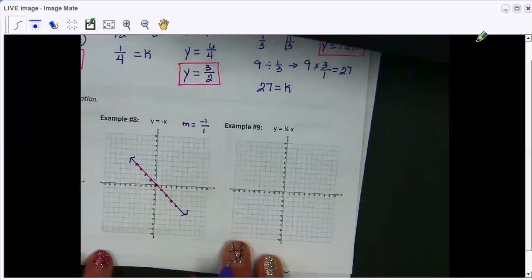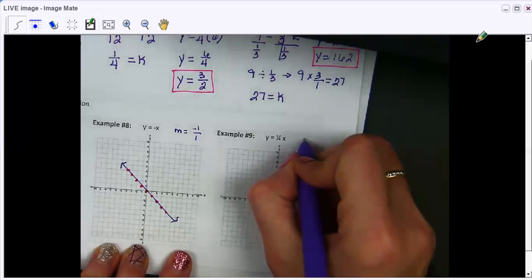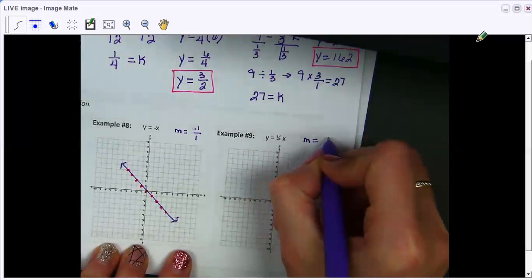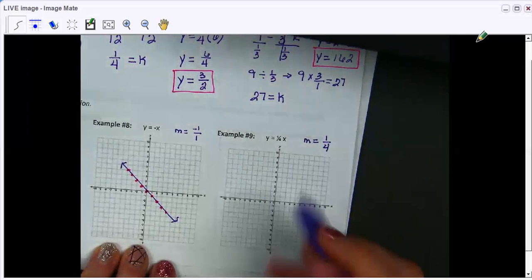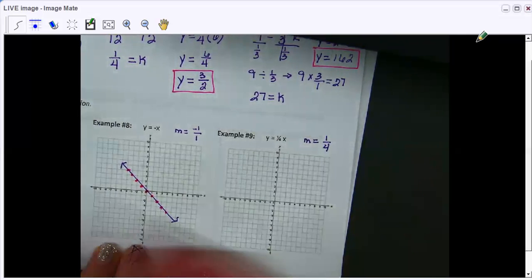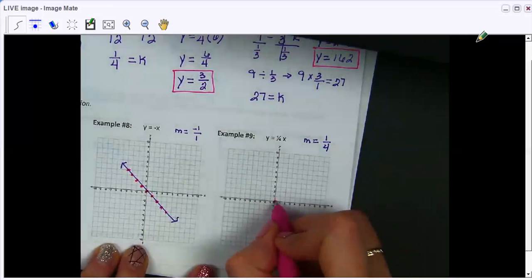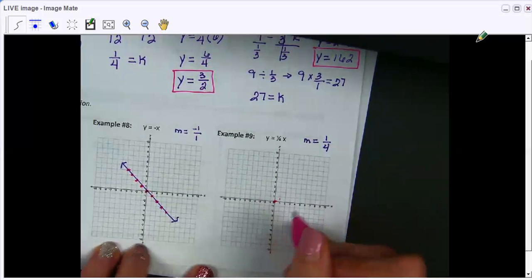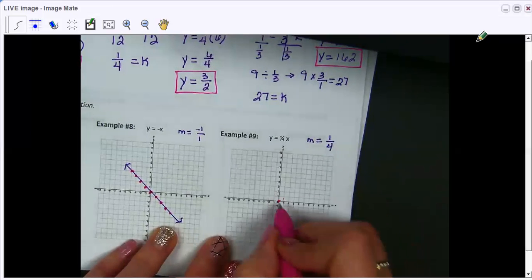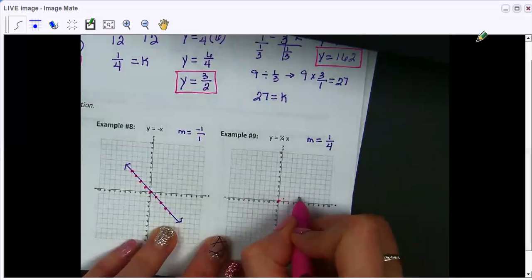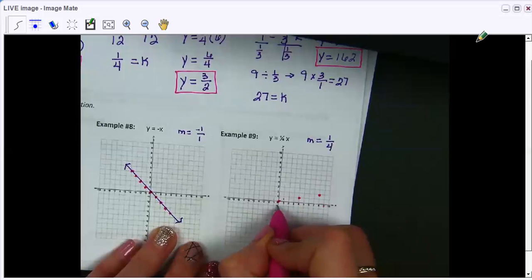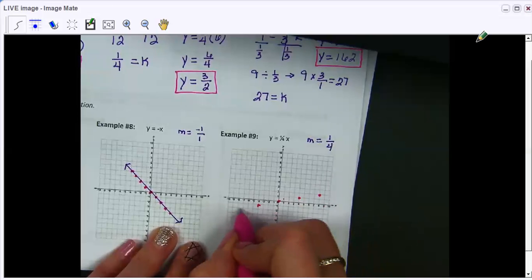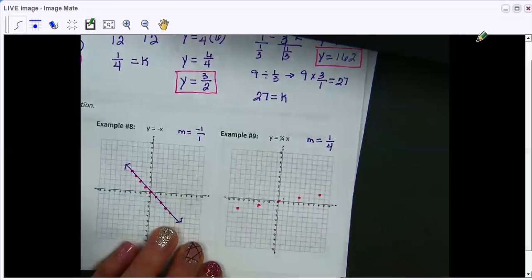Number 9. What is our slope for number 9? What is it? 1 over 4. So a lot of people, when they did this lesson, started just going up a fourth over 1, up a fourth over 1, up a fourth over 1. That got a little bit confusing. So just go up 1 over 4, up 1 over 4. Or go down 1 to the left 4, down 1 to the left 4. Okay.